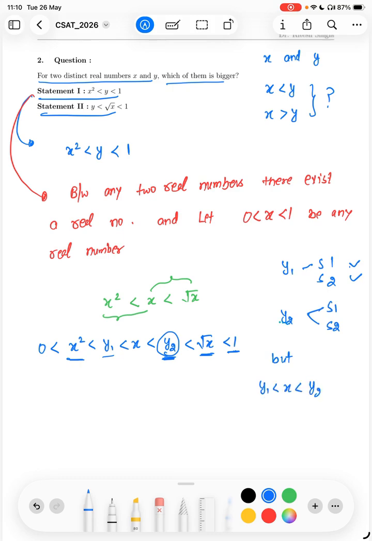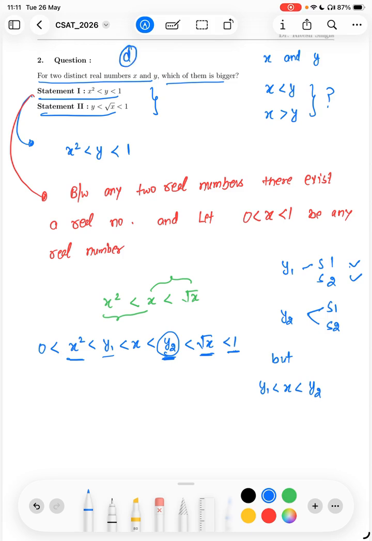So basically, if you are just given these two statements, you cannot really guarantee whether your number y is less than x or greater than x, right? So that is why even if you have both the statements, you cannot really justify anything. So option D is correct.